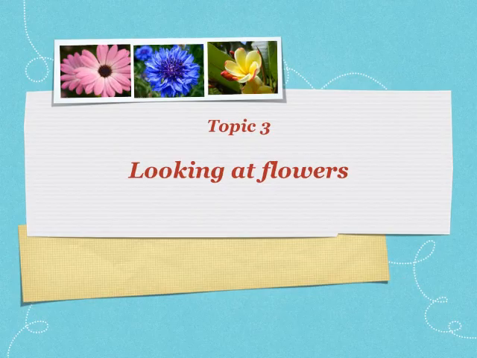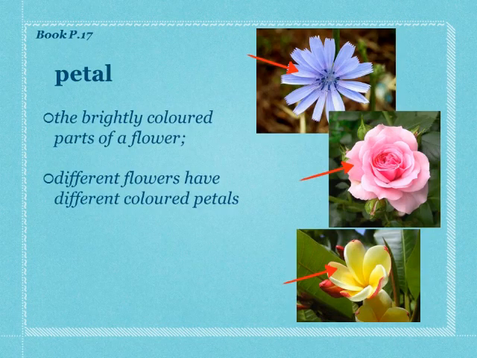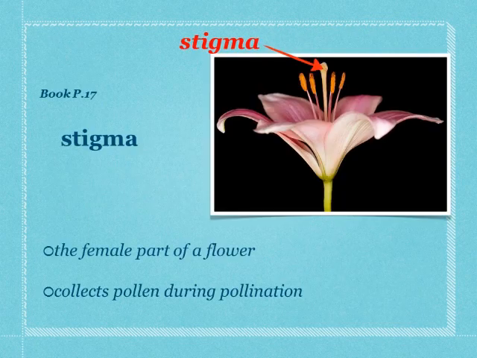Topic 3. Looking at flowers. Page 17. Flower parts. Petal. The brightly coloured parts of a flower. Different flowers have different coloured petals. Page 17. Stigma. The female part of a flower. Collects pollen during pollination.